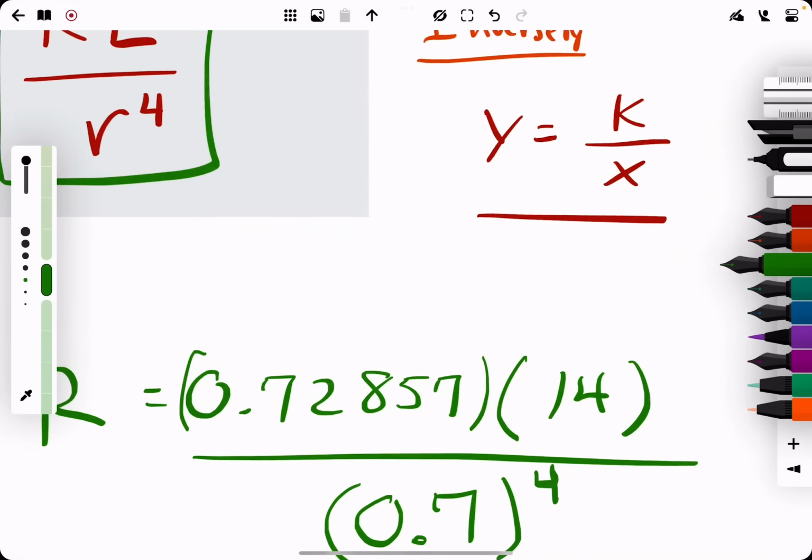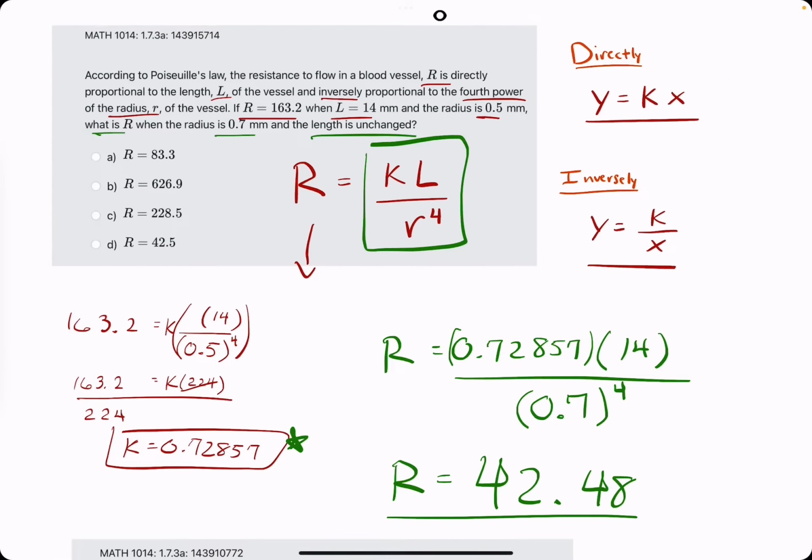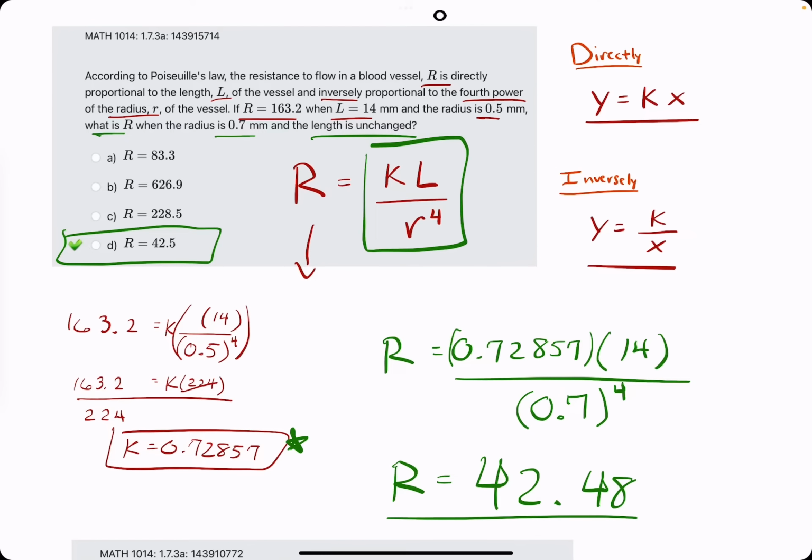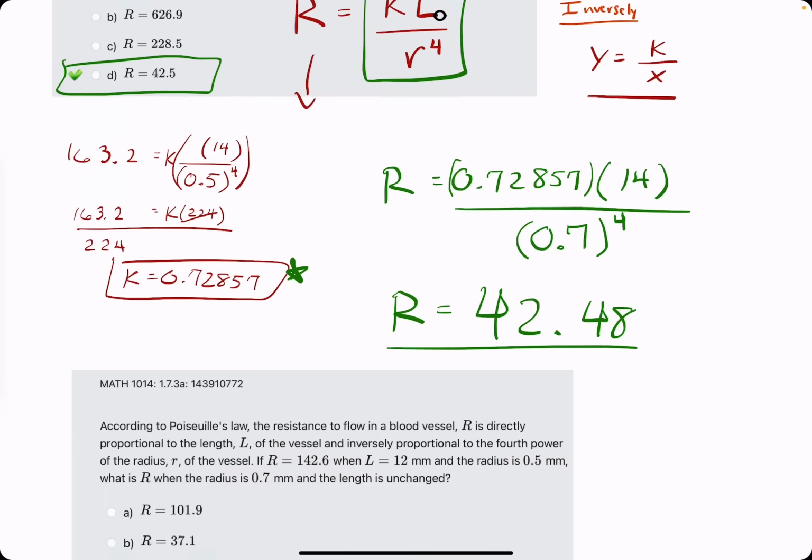Let's see how we did. 42.5 is an option, and that matches what we have. So I think that's pretty solid. All right, hope that made sense. Take a good look there. Let's do one more example.